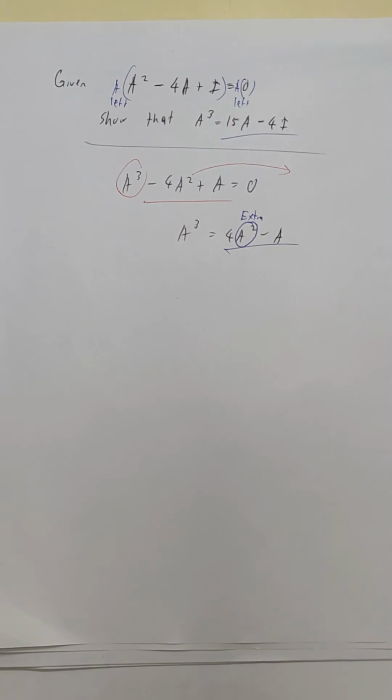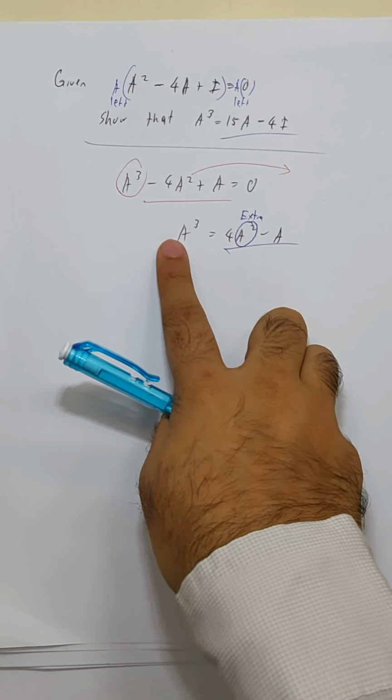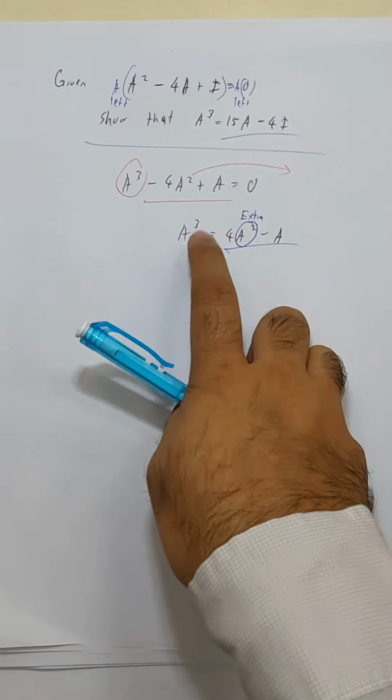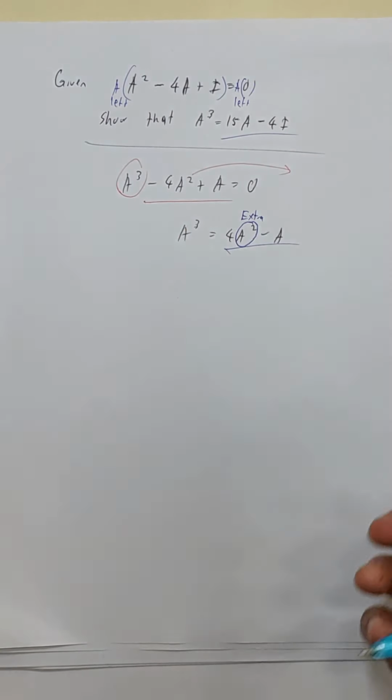Some people give ideas, sir, multiply A inverse, sir. But the problem with multiplying A inverse, you need to multiply left and right. If you multiply over here, you got yourself A squared. Okay? So we should not be multiplying A inverse.